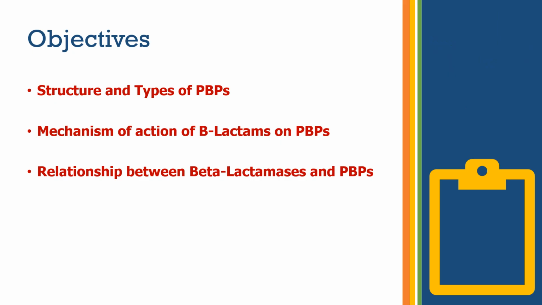Our objectives behind this lecture will be three: the structure and types of penicillin binding proteins, the mechanism of action of beta-lactams on penicillin binding proteins, and the relationship between beta-lactamases and penicillin binding proteins, if any relationship is expected. And as you see, the core of our lecture is penicillin binding proteins, from which we will speak about the beta-lactamases and the beta-lactams and the relationship between all of them.